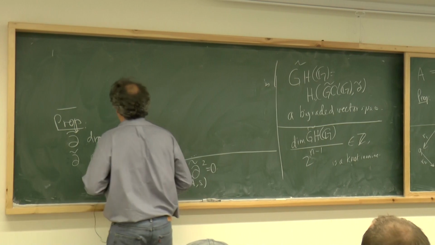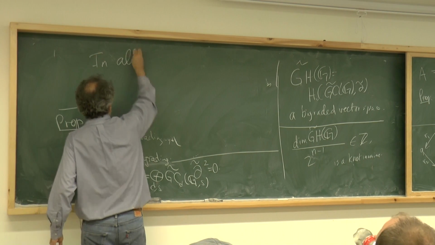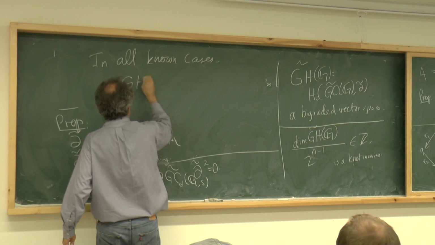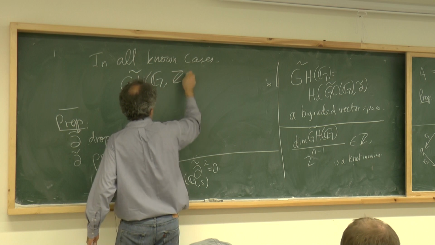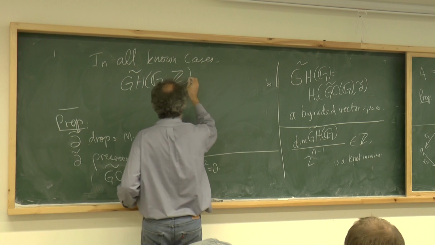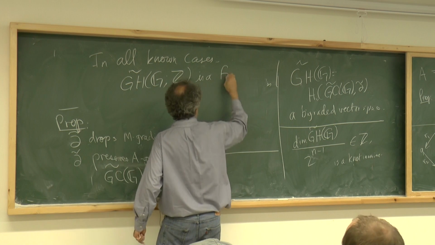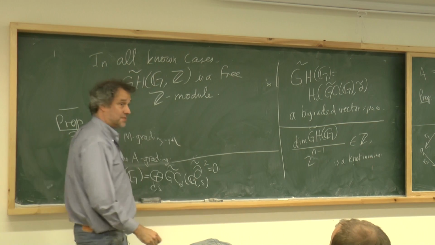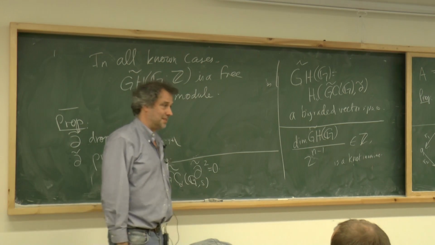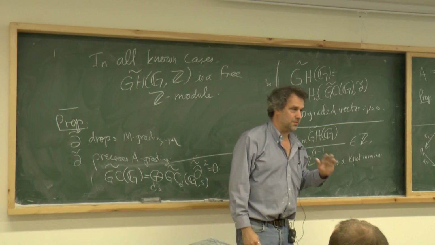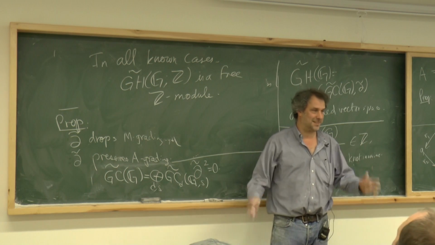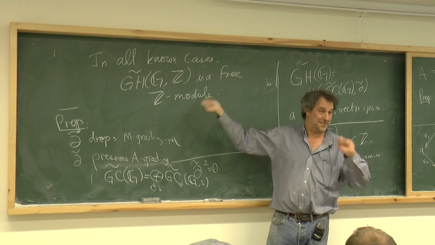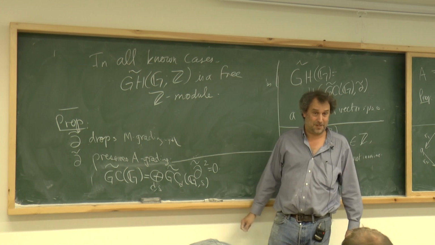For posterity, in all known cases, GH tilde of a grid diagram defined with Z coefficients, which I haven't done, but it can be done, is a free Z module. And the question is, is this really true? There's no conceptual reason that I know of to believe this to be true. So it's quite likely that someone should be able to find some Z mod P's for which there are different ranks, but we haven't done that yet. Okay, good.